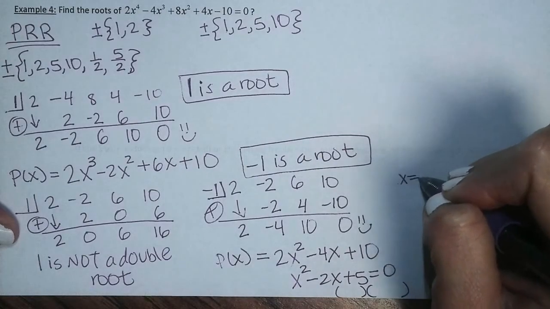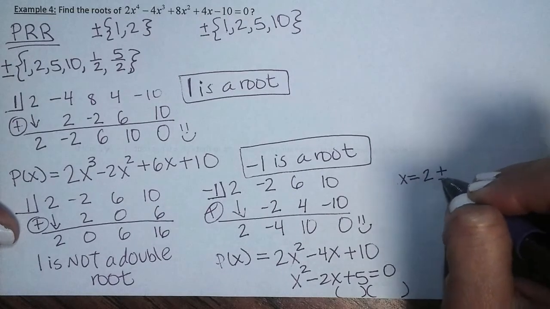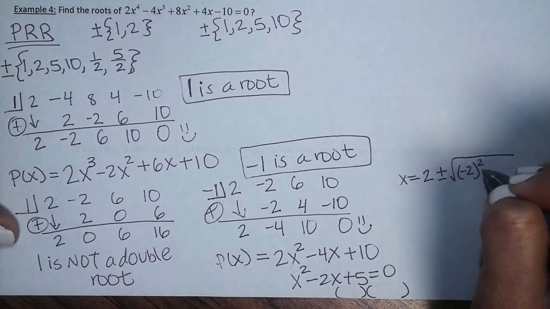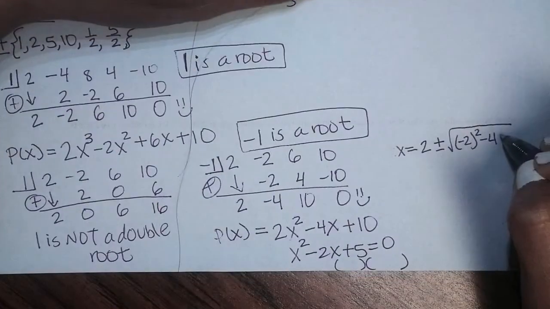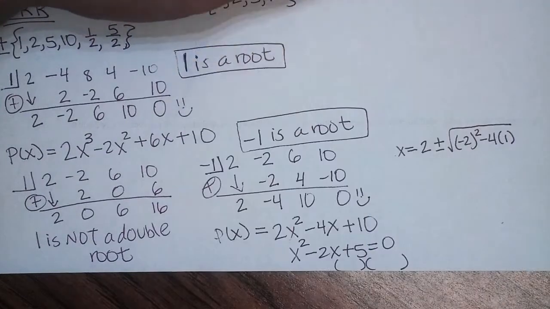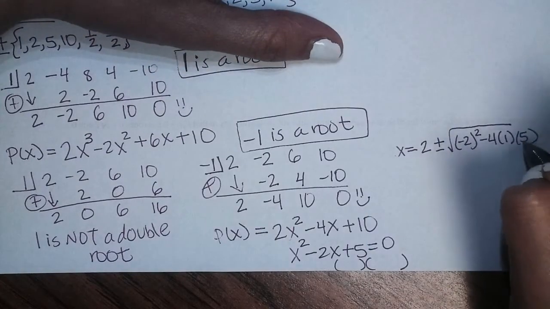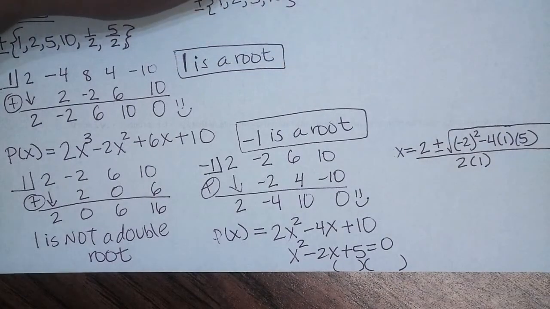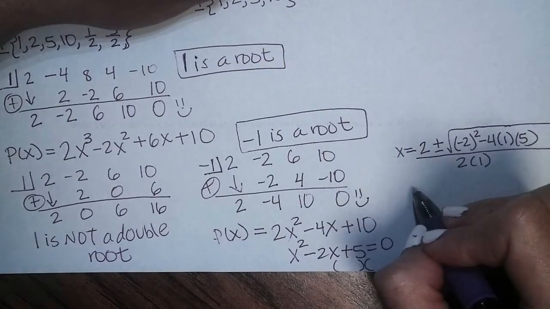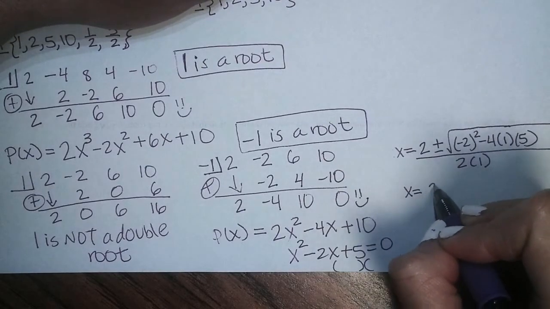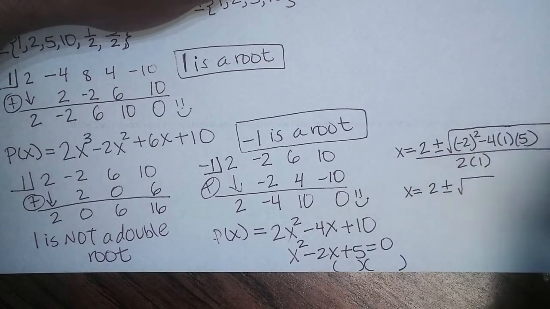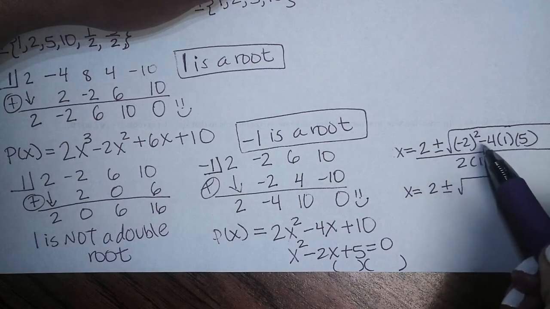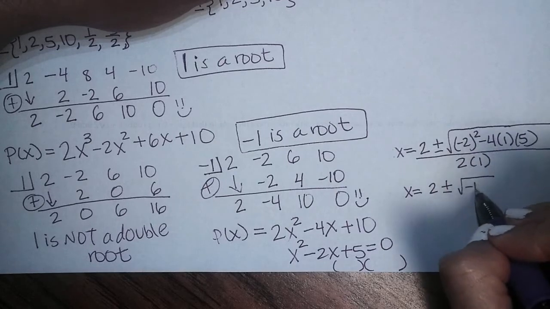So x equals negative b plus or minus the square root of b squared minus 4 times a times c, all over 2 times a. So that's the quadratic formula. So x equals 2 plus or minus the square root. What's happening here? This is a 4 minus 20, negative 16.